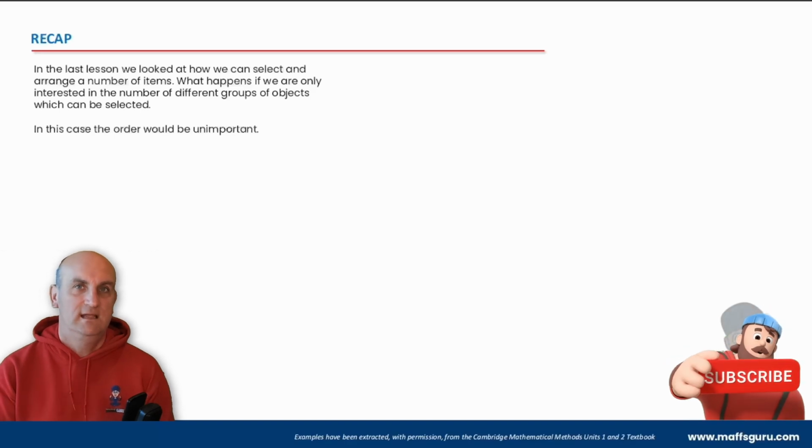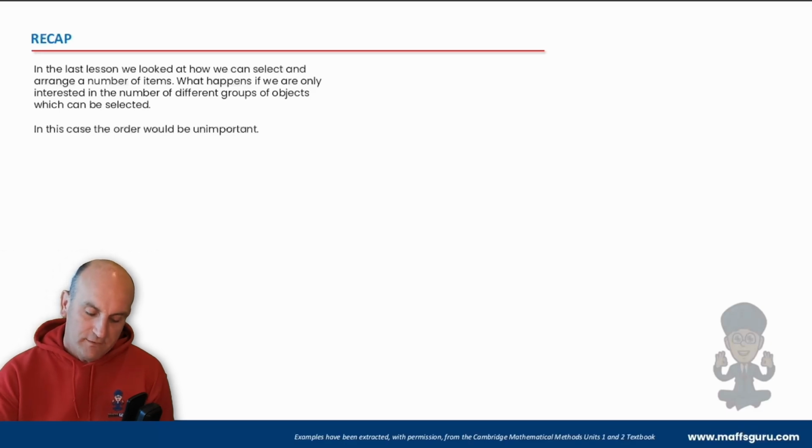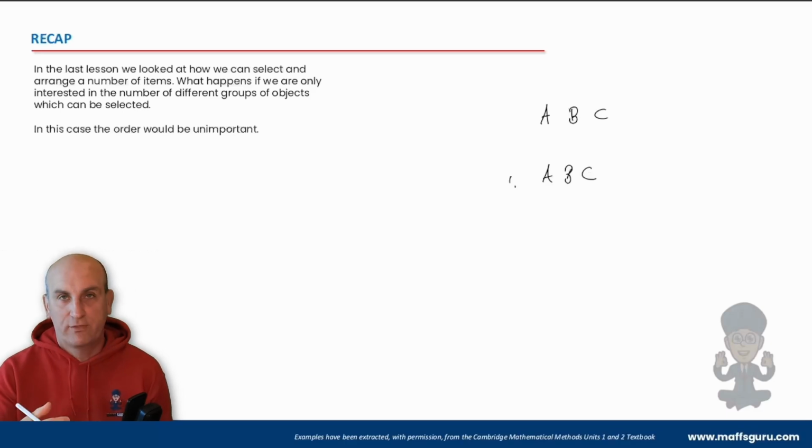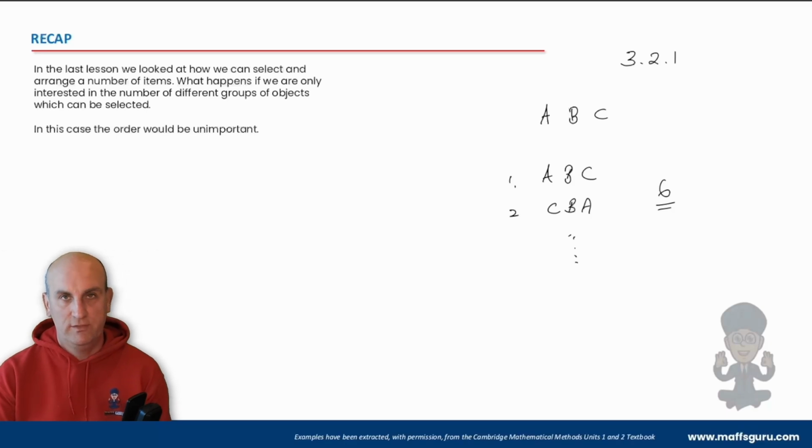So previously, the order was important. By that, what I mean is if we had the three letters A, B, and C, then A, B, C would be one order if we had three letters and three places to put them. And then C, B, A would be another one. And we would continue going on. We would know that there would be 6 different outcomes. Why? Because we have 3 choices for the first, 2 choices for the second, and 1 choice for the third.